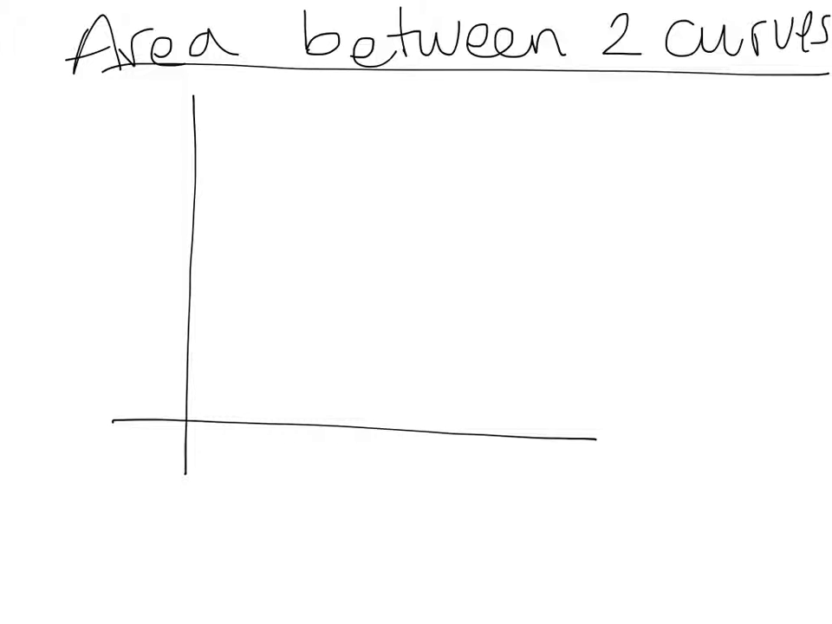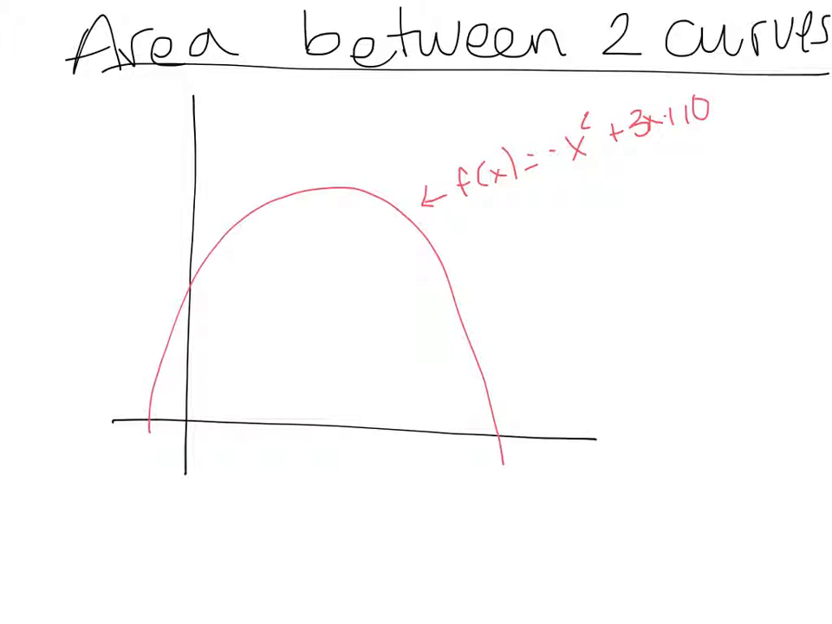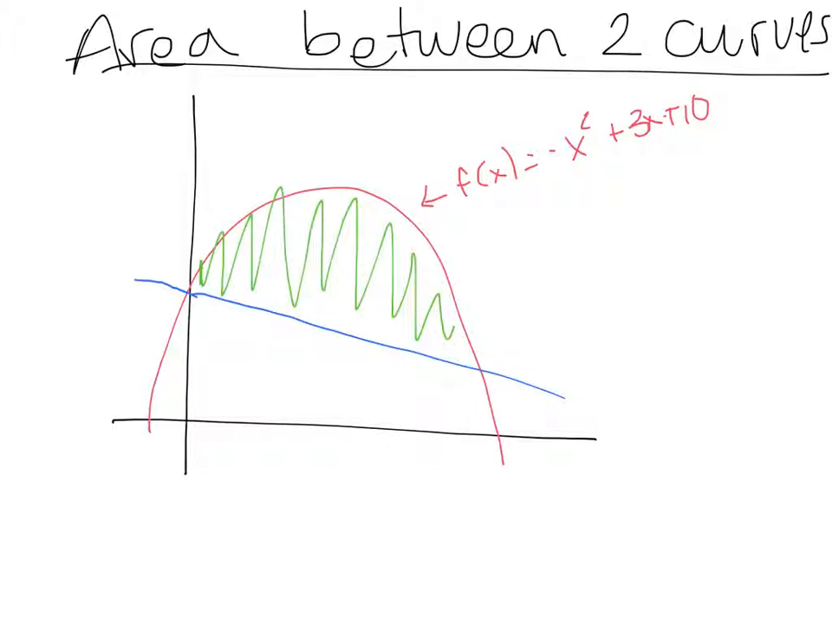So for example, if I have some parabola pointing upside down, my equation of this parabola is f of x equals negative x squared plus 3x plus 10. And then I have another curve, in this case a line, something that looks more like this. And I want to figure out the area between these two curves. My goal right now is to figure out this area here. Oh, and I forgot to tell you, the equation of that line is f of x equals negative x plus 8.